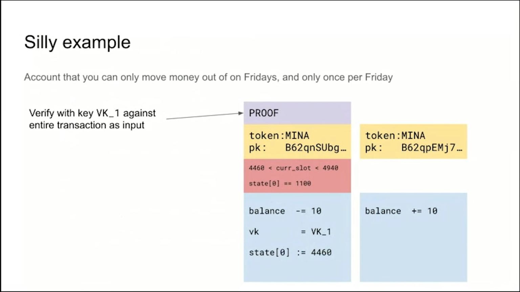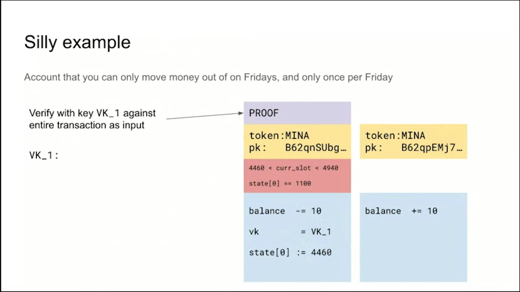So here is the authorization. It's a proof that has to verify against the verification key stored in this account, VK1. So it's going to be against the verification key VK1, this proof, and it's going to accept the whole transaction as input. So the circuit that is hiding behind VK1 is going to be able to consider the whole transaction and think, do I want this transaction to go through or not? So let's unpack that a little bit.